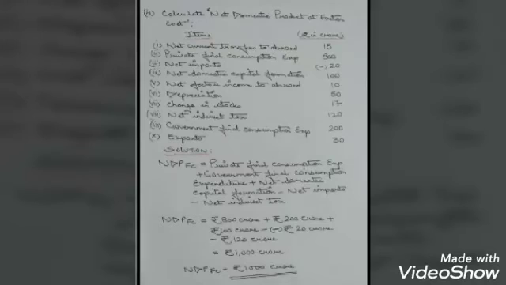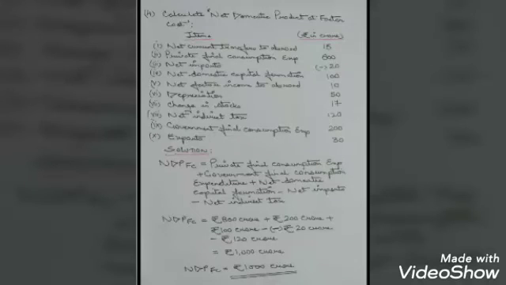So the first value we have is the private final consumption expenditure, to which you will add the government final consumption expenditure. Then you add the net domestic capital formation. Then as net imports are given, you deduct the value of net imports, so minus net imports. And in the last, as it is NDP at factor cost, you know very well that you need to deduct the value of net indirect taxes, so minus net indirect tax.